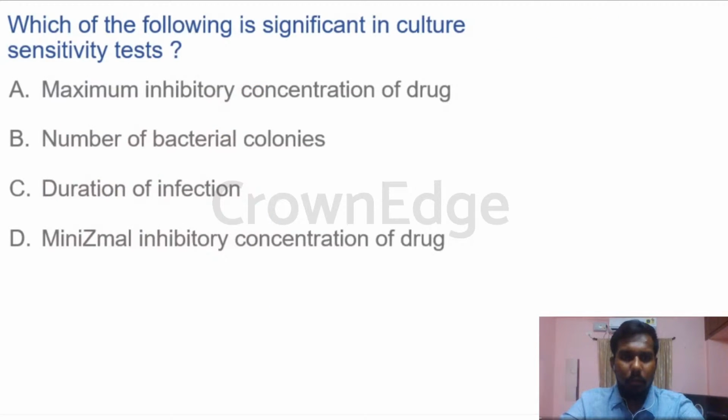Fine. So the same question, this is a series of questions that follows now. Which of the following is significant in culture sensitivity tests? Now I've drained the pus. I've collected the pus with a swab and I've sent it for a culture sensitivity test. So which is significant in a culture sensitivity test? Is it A, maximum inhibitory concentration of drug, B, number of bacterial colonies, C, duration of infection, D, minimal inhibitory concentration of drug?